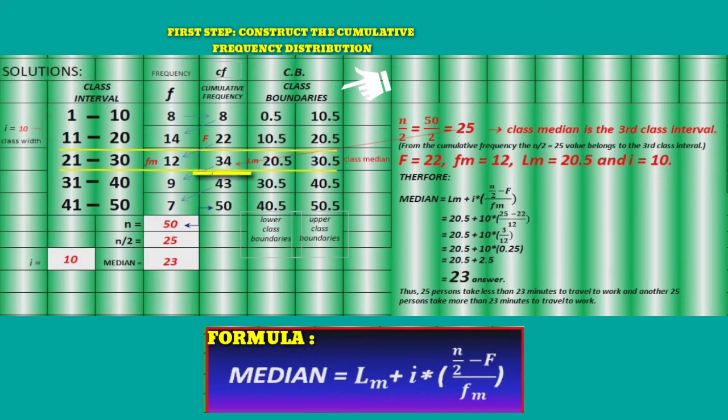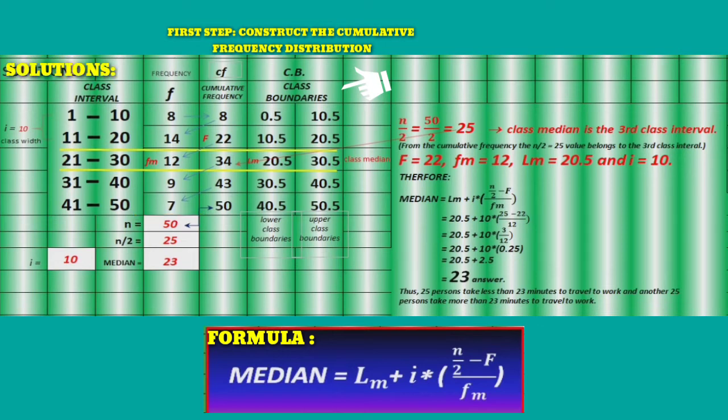Next, to get 34, just add 22 plus 12, and that is 34. Next, to get 43, just add 34 plus 9, and that is 43. And the last, to get 50, just add 43 plus 7, and that is 50. If you add all your F, 8 plus 14 plus 12 plus 9 plus 7, that is 50, and that is equivalent to your n.